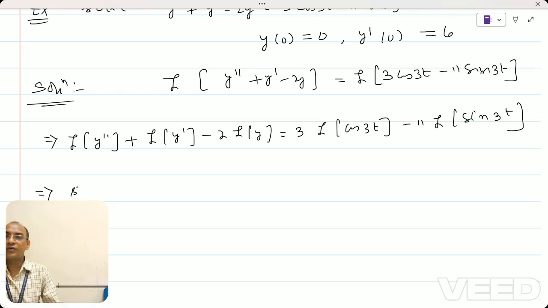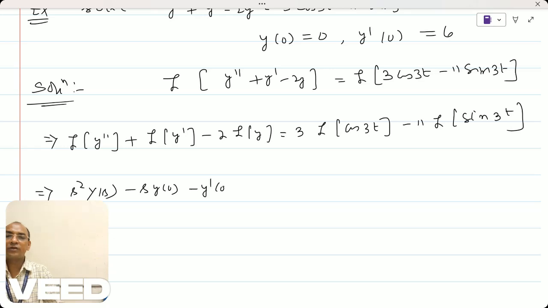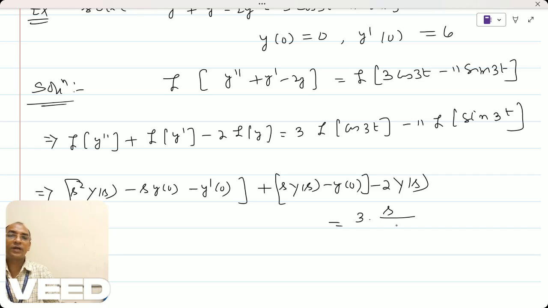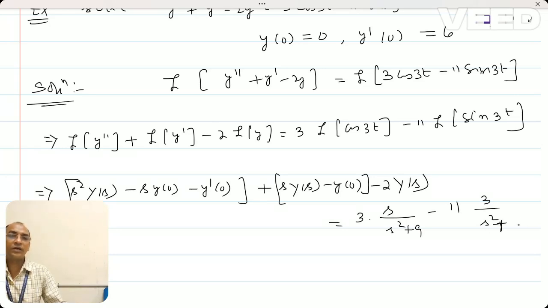After that you can put it like this: s² Y(s) - s y(0) - y'(0), plus s Y(s) - y(0), minus 2 Y(s), equals on the right-hand side 3 times s/(s² + 9) minus 11 times 3/(s² + 9).